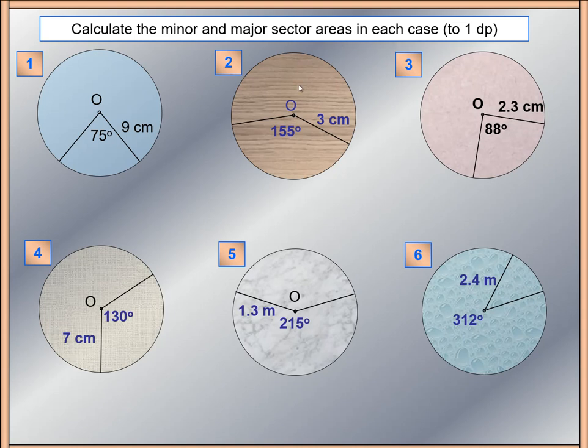This time, find the areas of the minor and major sectors. When you're ready to check your answers, click play again. Off you go.